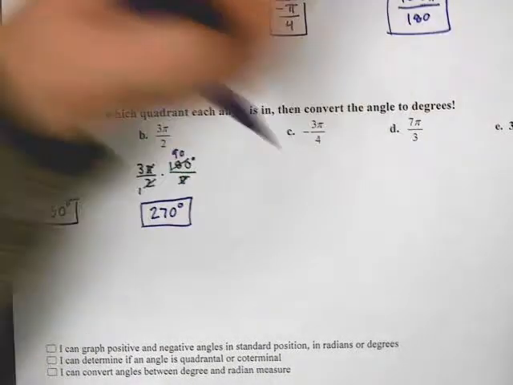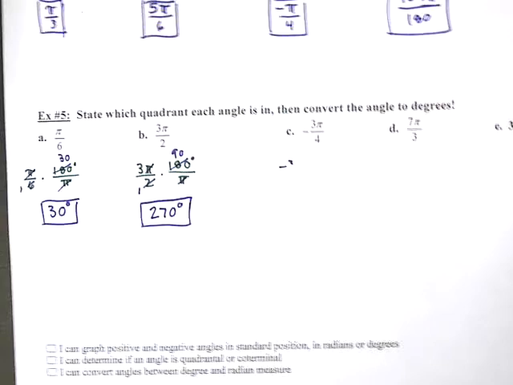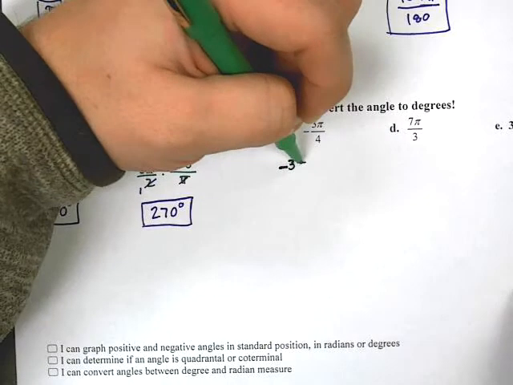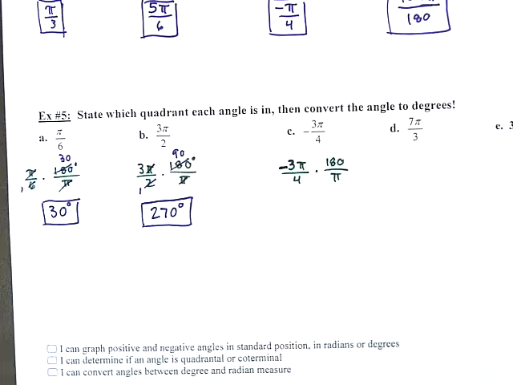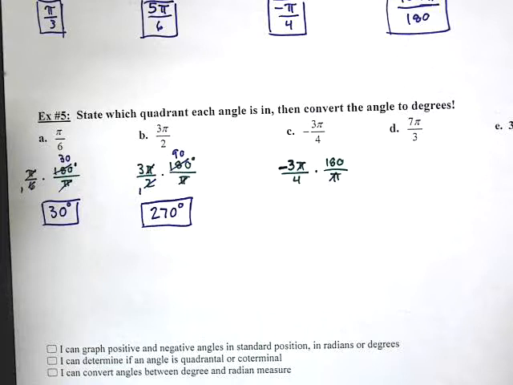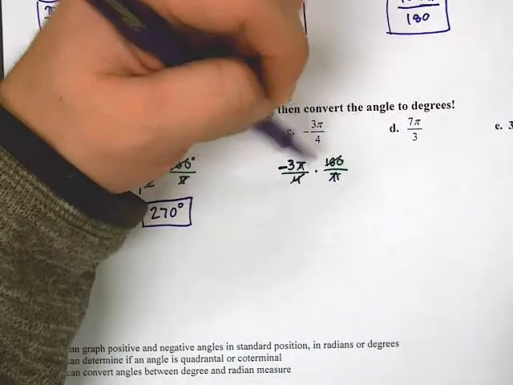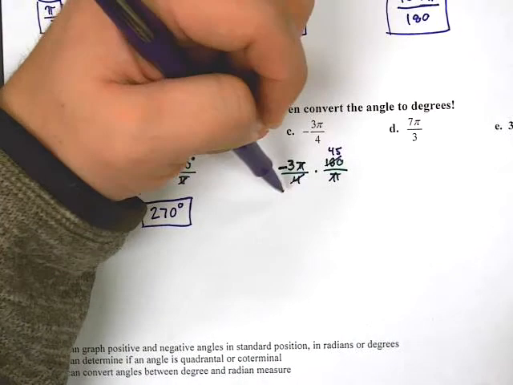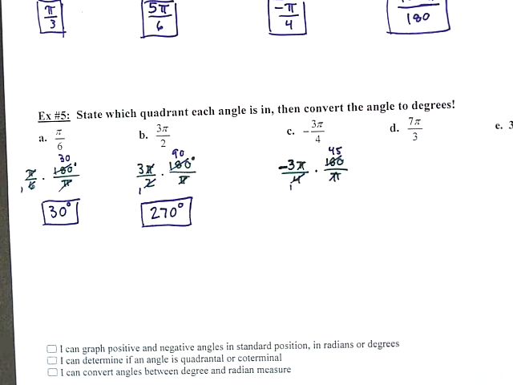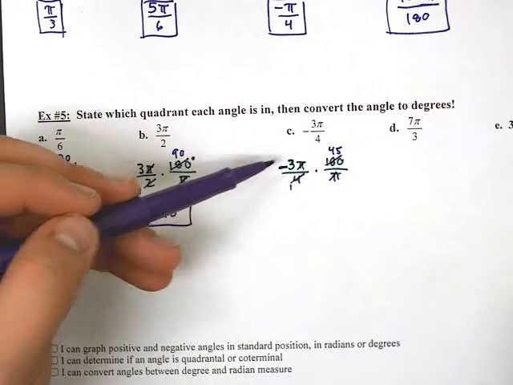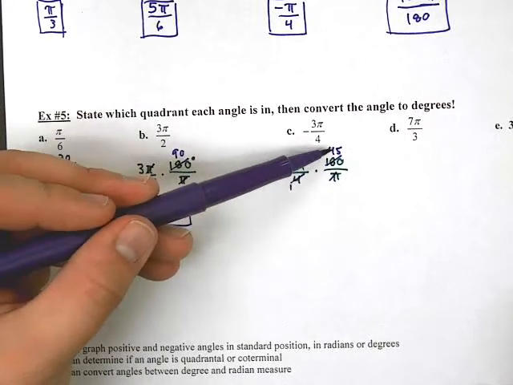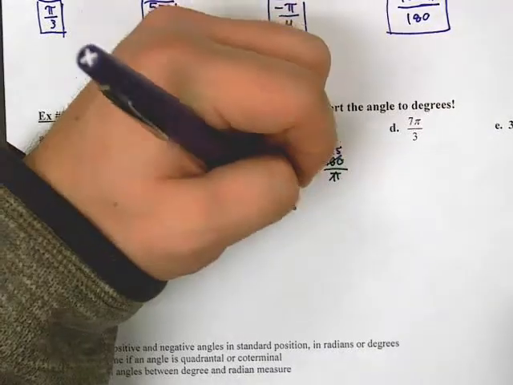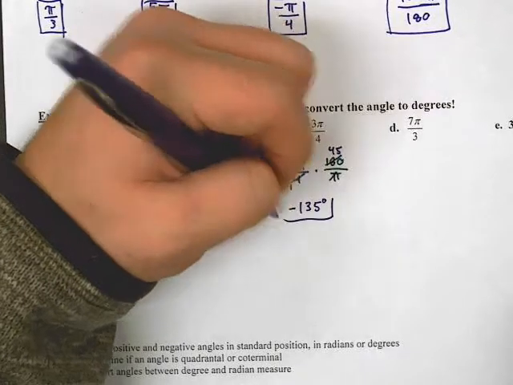All right, a few more. Negative 3 pi over 4. Okay, let's go back. Negative 3 pi over 4 times 180 over pi. Pi's are going to cancel. 180 and 4, we did this one earlier, that's going to be 45 and 1. And so now we just need to multiply negative 3 by 45. Well, you can either do that in your head, or you can just say, well, 45, 90, 135. All right, so negative 135 degrees.